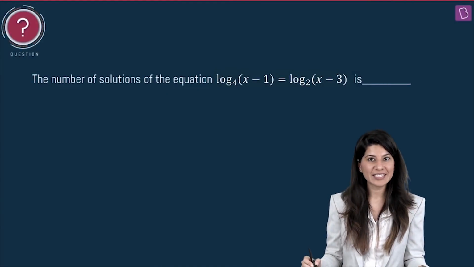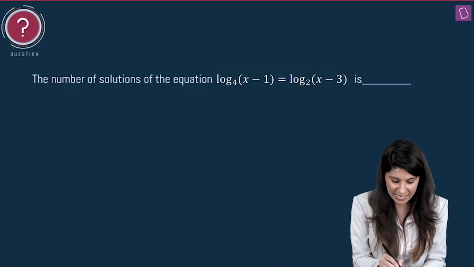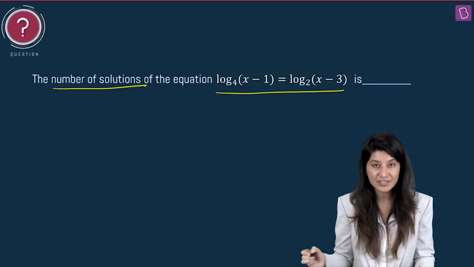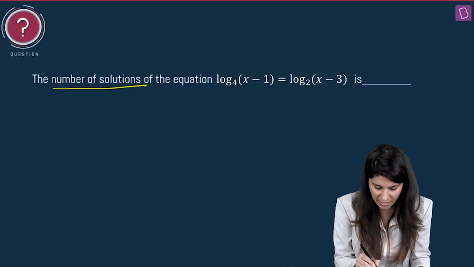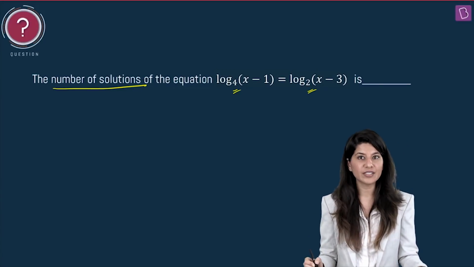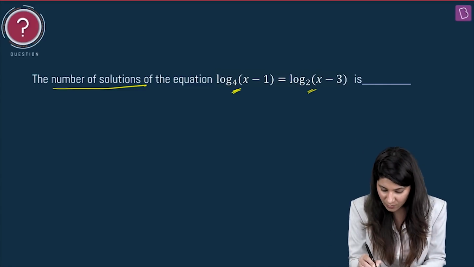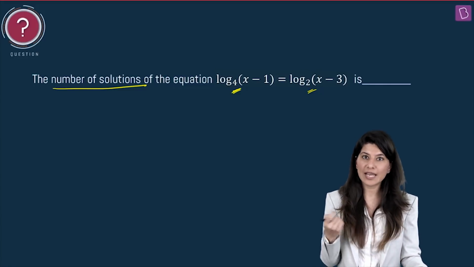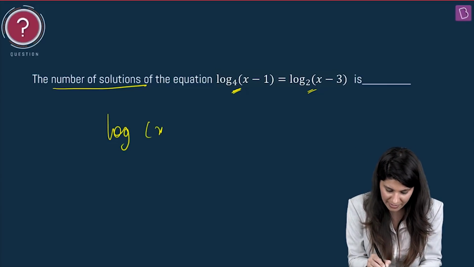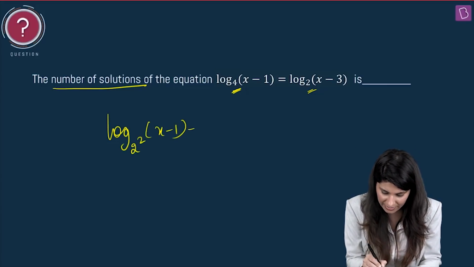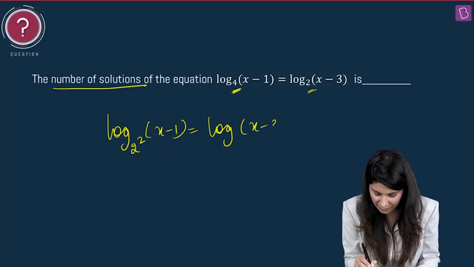From the topic logarithm, we have our question which says, we need to figure out the number of solutions of this equation. The moment I see logarithm is on both the sides, but both bases are different. So why not make base 4 as 2? Then only we can remove log from both the sides. So log (x minus 1) to the base 2 square equals log (x minus 3) to the base 2.